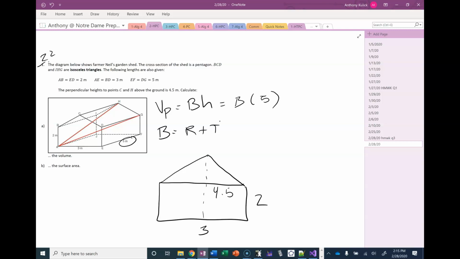Okay with that, Bella? So the area of the rectangle is easy. That's just going to be 3 times 2.